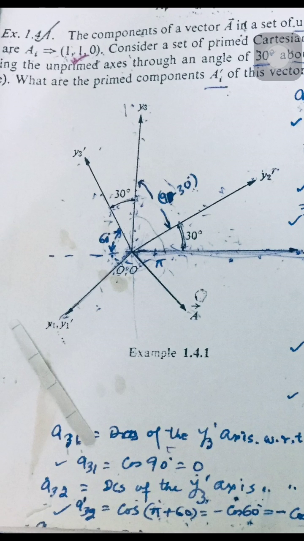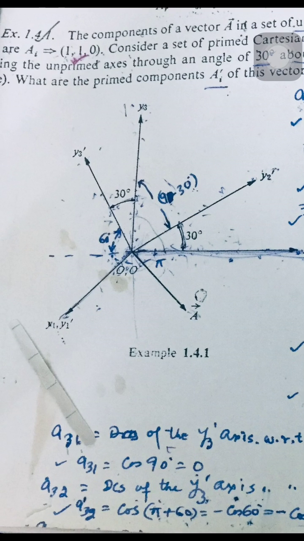Now the question is, what are the primed components a_i dash of the vector? a_i is given to you, and after rotating the Cartesian axes 30 degrees about the y1 axis, what is the primed component a_i dash of the vector? We already studied just before the relation between a_i dash and a_i, but here the Cartesian set of axes is rotated 30 degrees about the y1 axis.